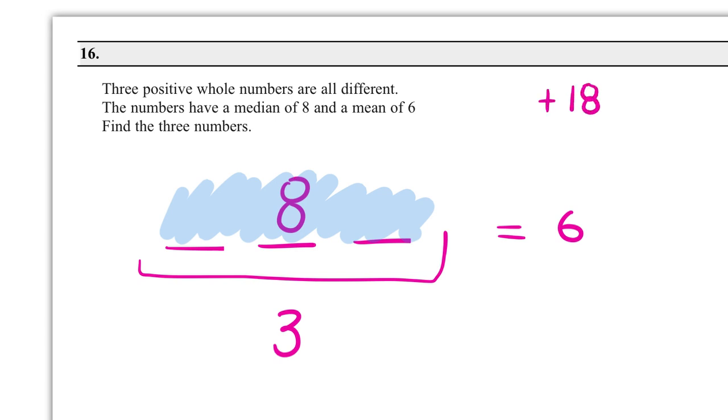Okay, if I've already got 8, what's left? We can put 1 and 9. We could put 1 and 9, absolutely, because I've already got 8. That means there's 10 left over.